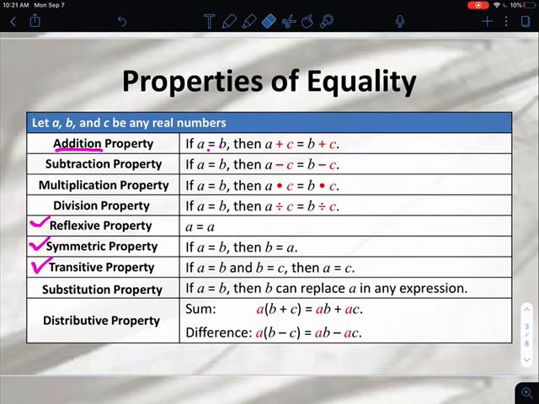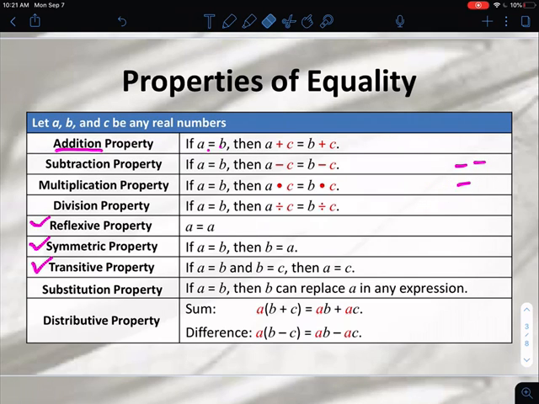Same thing then with the subtraction property. The rest of these follow pretty closely to that one. So subtraction, I can subtract the same number from both sides. If I had the equation x plus 5 equals 20, I can subtract 5 from both sides, and my equation still holds. So then x would equal 15.